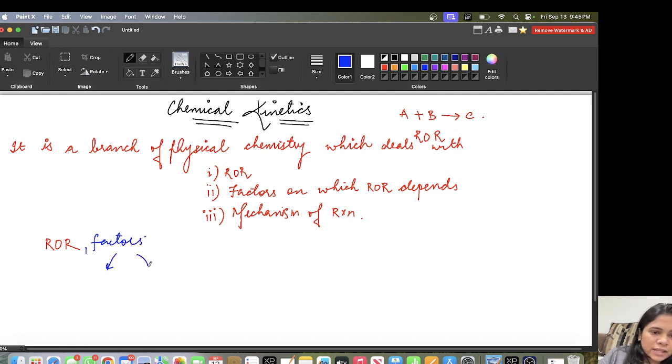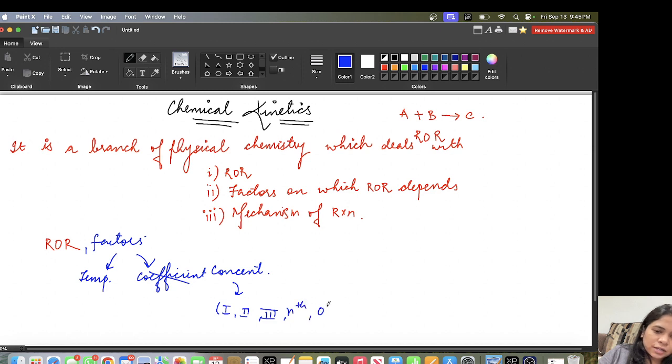In factors, you will get a lot of things like temperature and concentration. And in concentration terms only, we'll be studying about your first, second, third order reaction, nth order reaction, and your zero order reaction. In temperature, we'll come across the topic of Arrhenius equation.